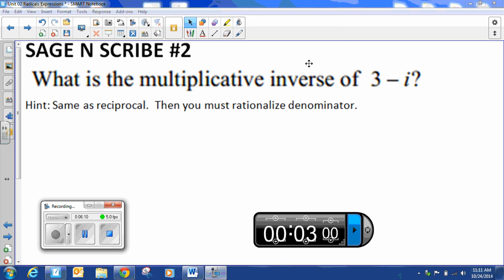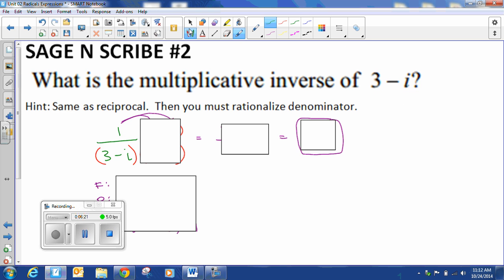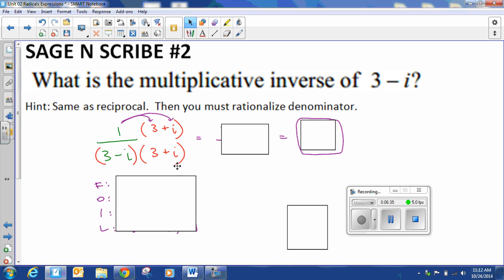Number 2, a similar problem. What is the multiplicative inverse of 3 minus i? Well, that's the same as the reciprocal. So once again, we'll put a 1 under it, and we will reciprocate, giving us 1 over 3 minus i. And we realize we cannot leave it this way because it has a radical in the denominator. So we must rationalize the denominator, multiplying by 3 plus i in the numerator and denominator.